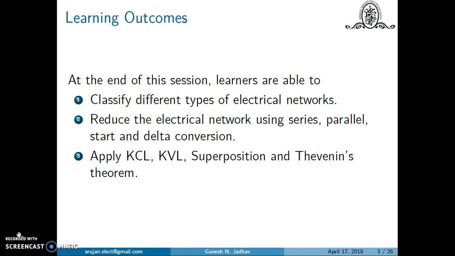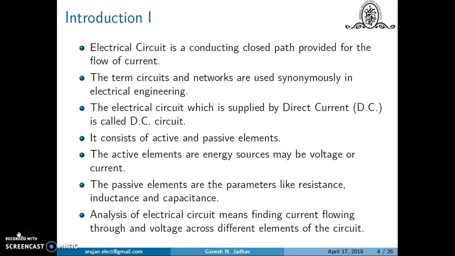At the end of this session, learners are able to classify different types of electrical networks, reduce the electrical network using series and parallel, star delta conversion, apply KCL, KVL, superposition and Thevenin's theorem. So let's introduce the electrical circuit first.